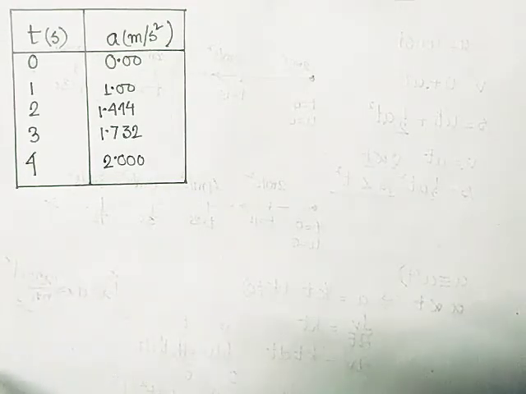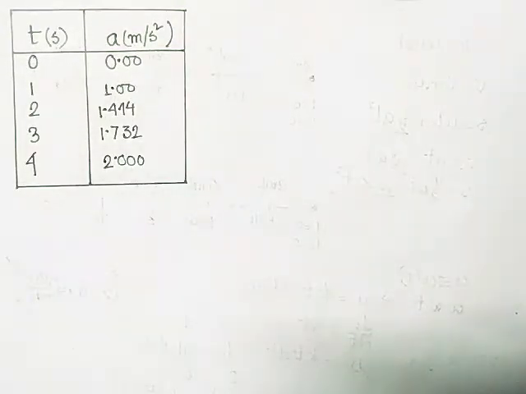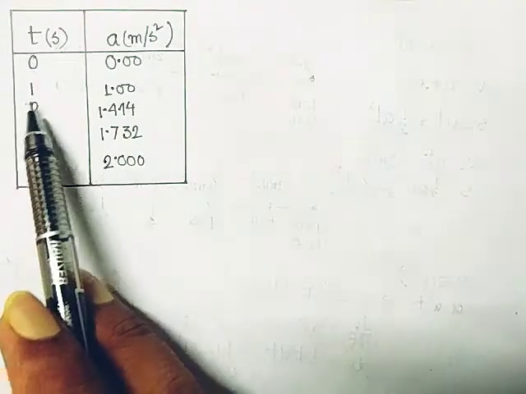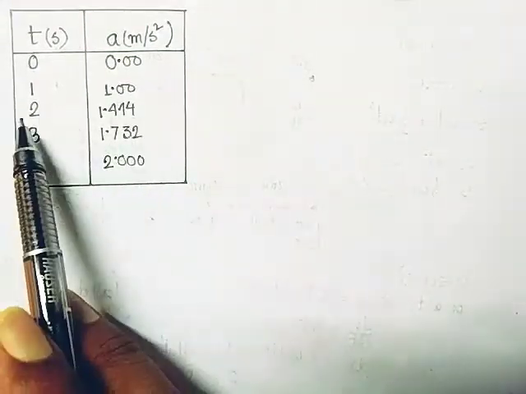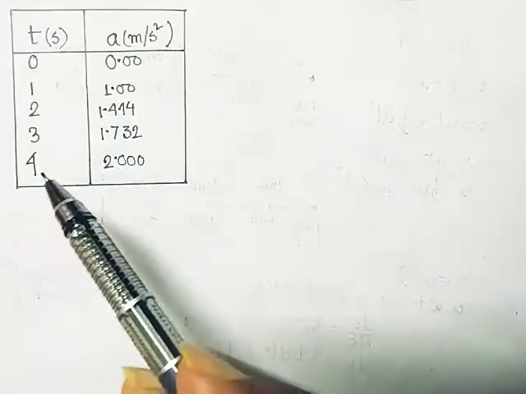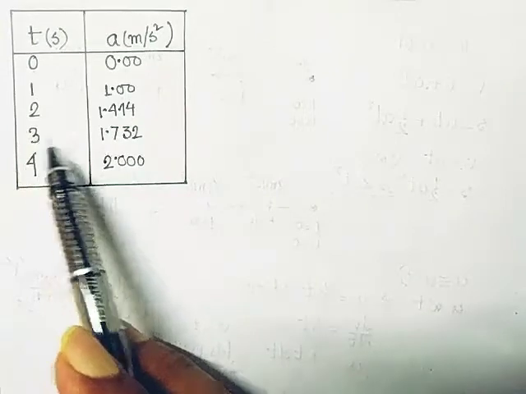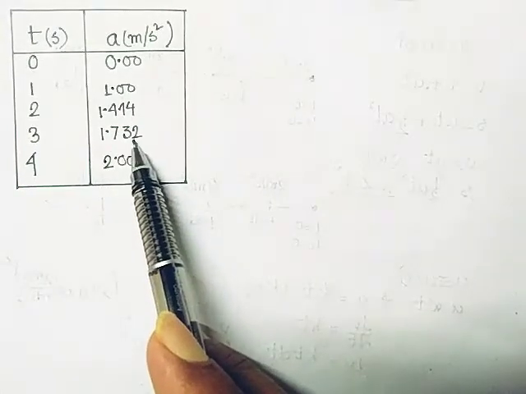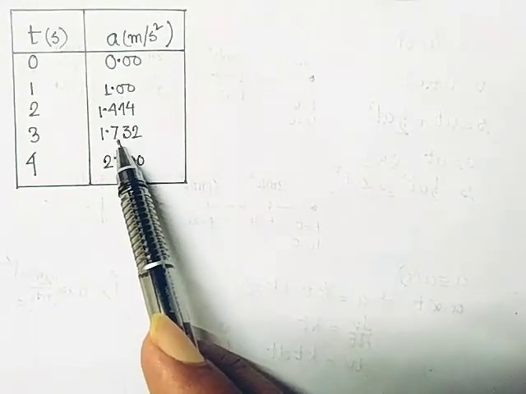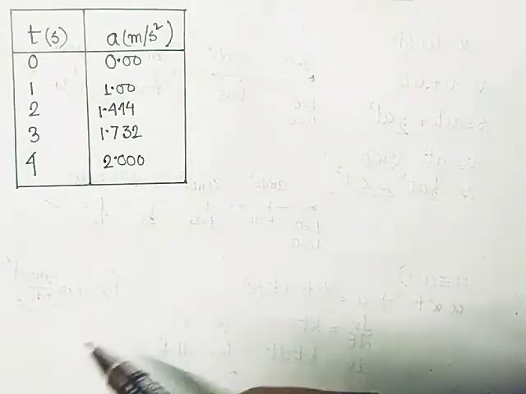Just see the table of data given here. Time is represented in seconds, acceleration in meter per second square. When t equals 0, the value of acceleration is 0.00. When t is 1, then 1.00. When t is 2, then 1.414. Just see the rate of increase has slightly decreased. Then at 3, 1.732. Again the rate of increase decreases. And at 4, it becomes 2.000.